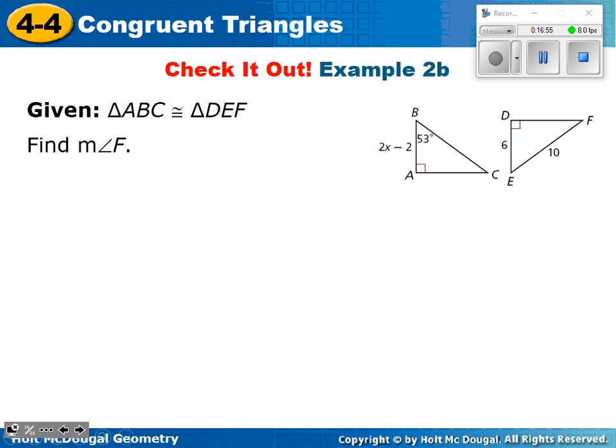Okay, and the next one just says find angle F. Let's see if we can do that real quick, and then we're going to move on to proofs. So we're looking for angle F. Suggestions on how we could do that? Okay, so angle B is congruent to angle E. Good. So if B is 53, then E is 53.